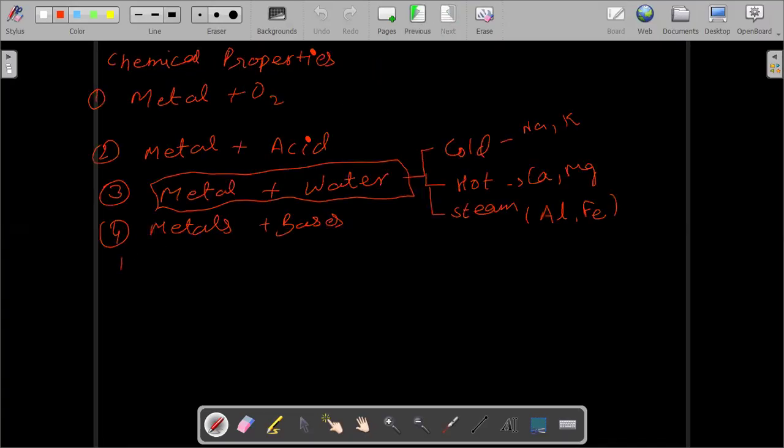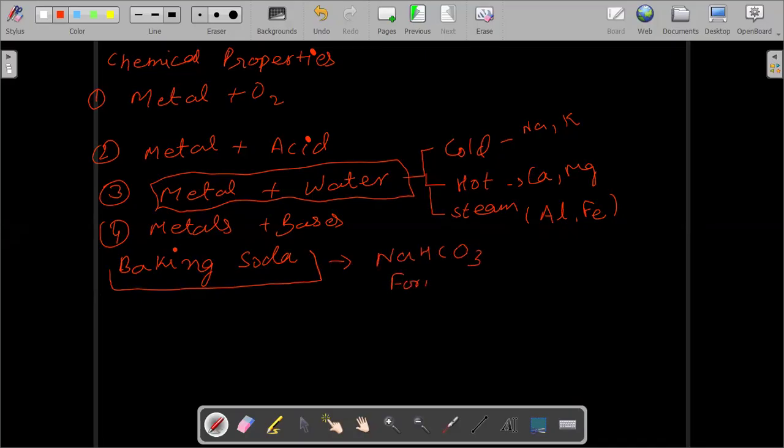See, and for you, I'm making here baking soda. So understand what all questions come from this. Baking soda is the common name. NaHCO3 is the chemical formula.